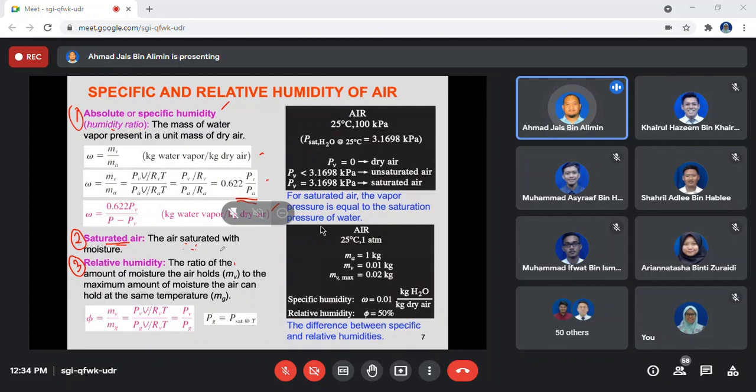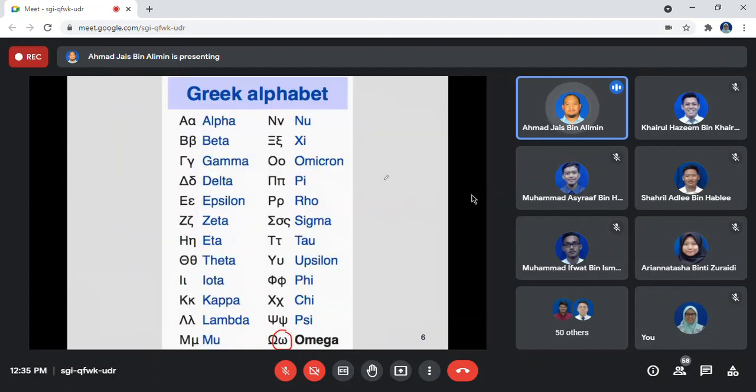The third parameter is the relative humidity, the ratio of the amount of moisture the air holds to the maximum amount of moisture the air can hold at the same temperature. So it is the ratio of the amount of moisture that the air is holding against, based on record from experiment and previous analysis, the amount of moisture that the air can hold at the same temperature. So the symbol here is the symbol phi.